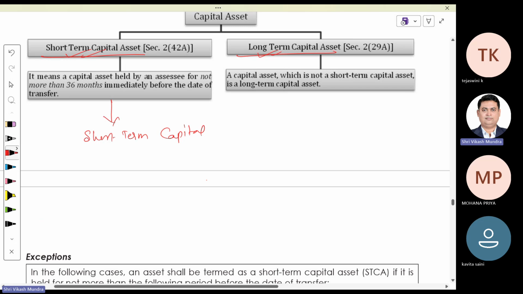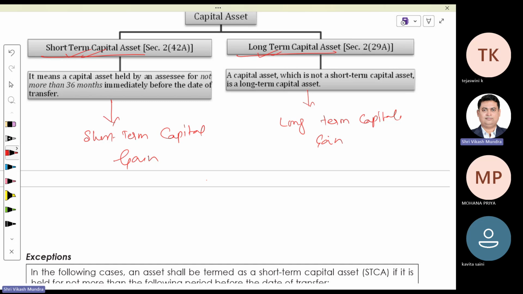In general, if you are transferring a short-term capital asset, whatever income you are generating shall be termed as a short-term capital gain. On the other side, if you are transferring a long-term capital asset, it would be termed as a long-term capital gain. In general, this rule is applicable. However, there are certain exceptions to this, but we are not going into that one.